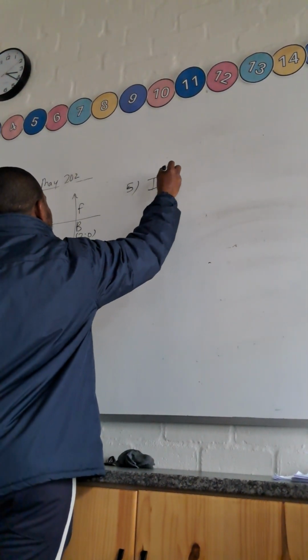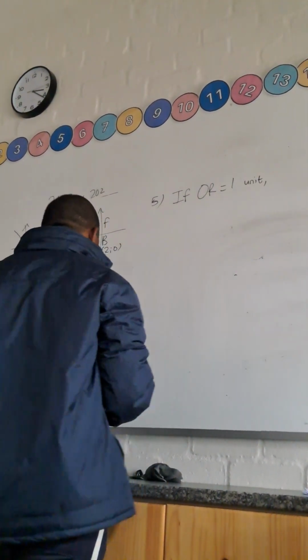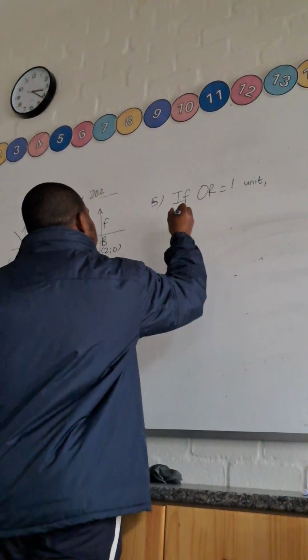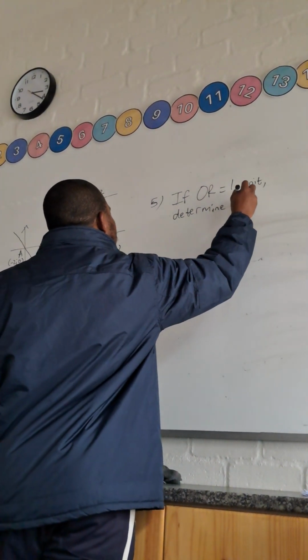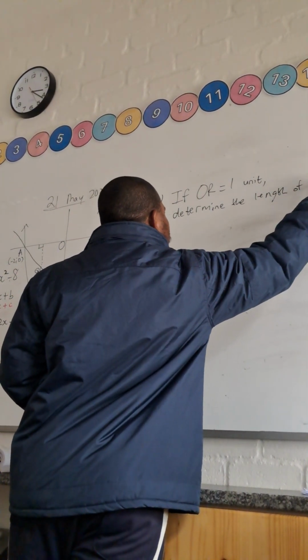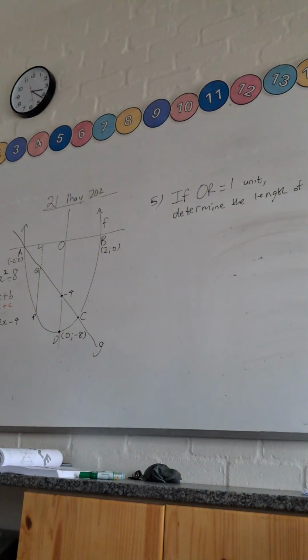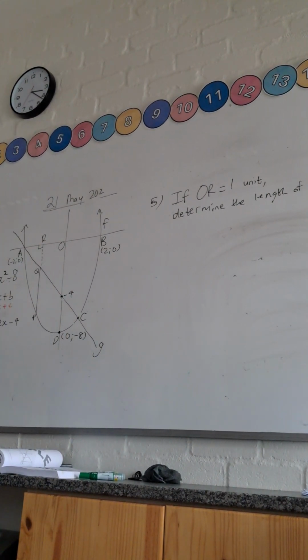So, next question. It says if OR is equal to 1 unit, determine the length of PQ. Oh, I forgot to put point R, did I? R is supposed to be there, I just forgot it now. If OR is equal to 1 unit, determine the length of PQ.